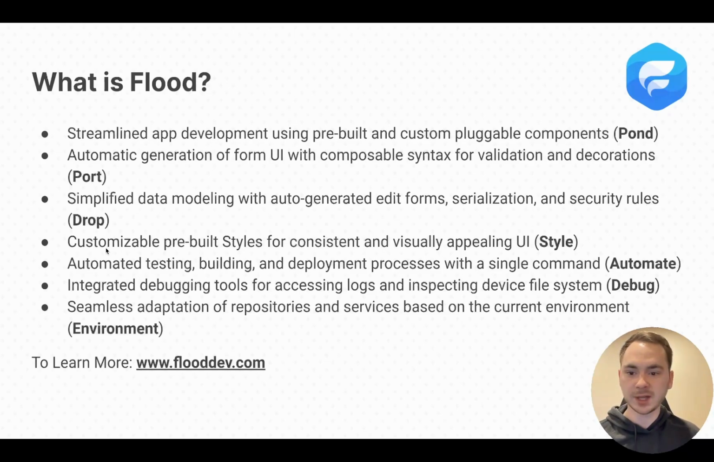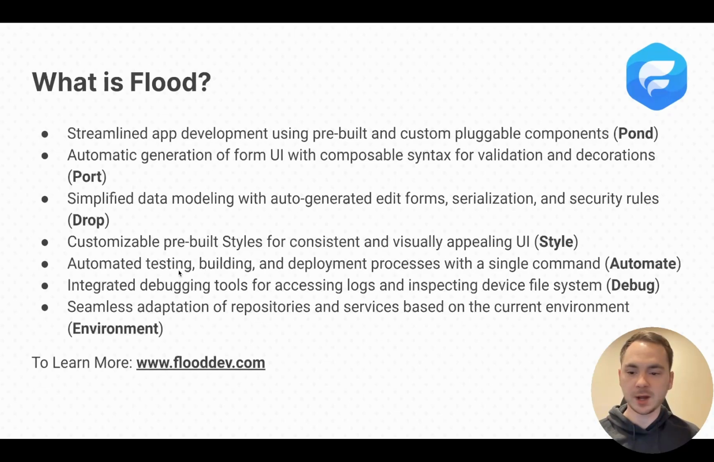The next module is Style, which provides customizable pre-built styles for consistent and visually appealing UI. You define your styles similarly to how HTML and CSS work. You provide an unstyled widget tree, and then you implement a style, which then renders everything and makes everything look nice. There are 2 pre-built styles, which you can completely customize, or you can create your own style completely from scratch.